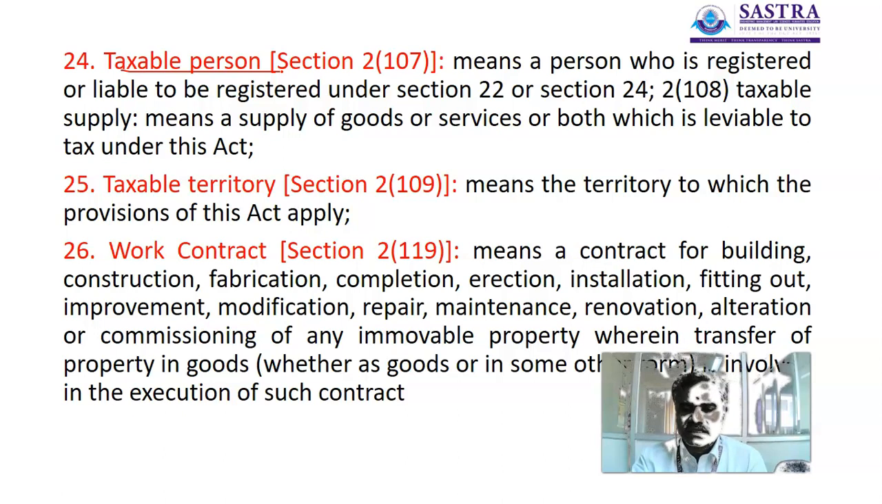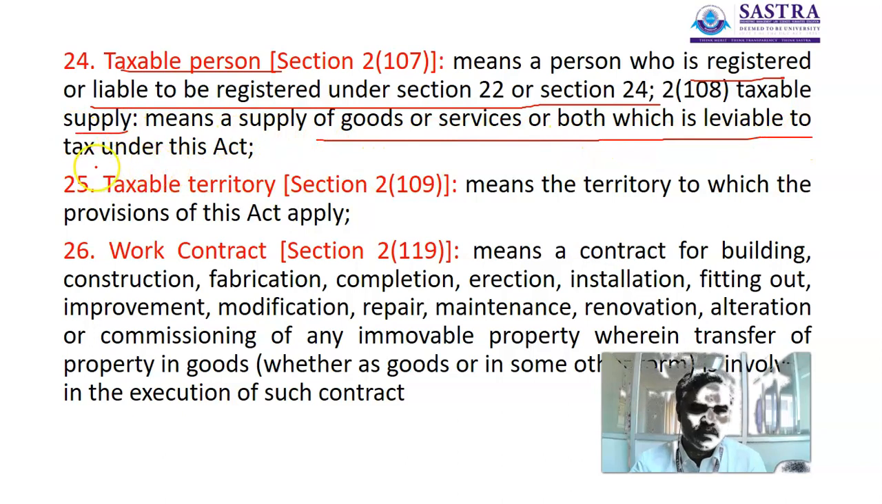A person who registers their business, what is their threshold limit? What are all the advantages of registration? The person who is registered or liable to be registered under section 22 or section 28. Taxable supply means a supply of goods or services or both which is leviable to tax.